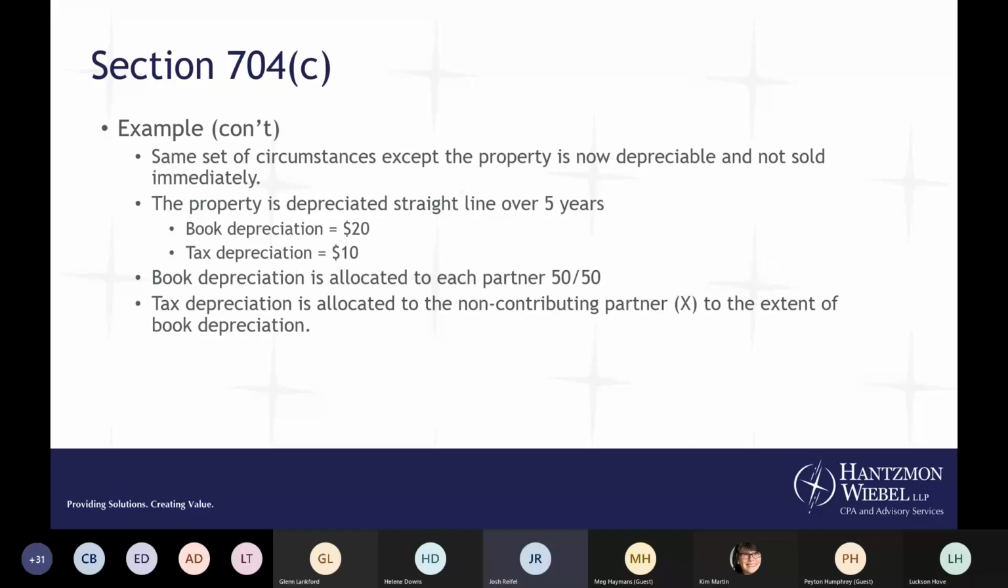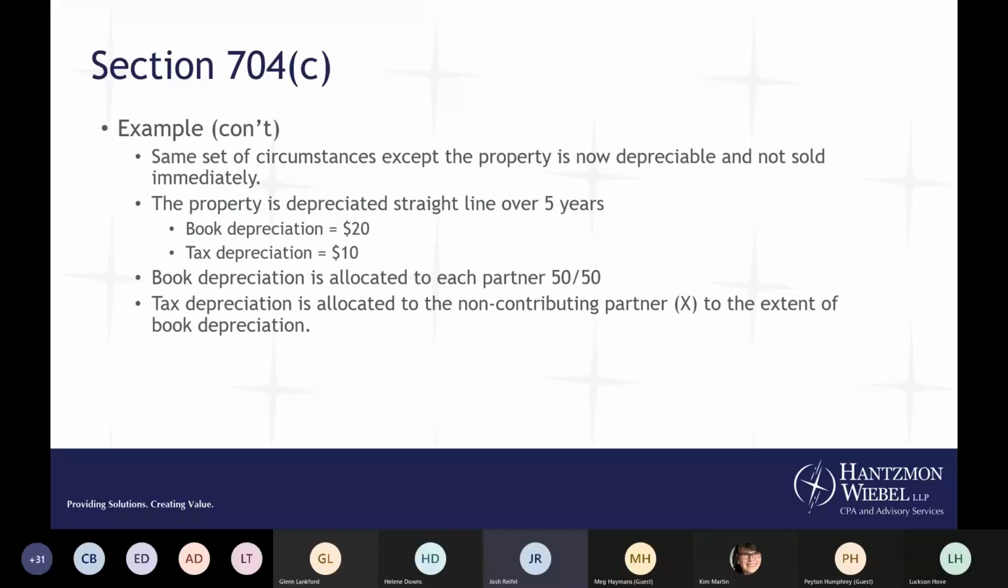Moving from there, now we have the same set of circumstances, except the property is depreciable property. It's not land, it's something subject to depreciation, and it's not sold immediately. For simplicity, the property is depreciated straight line over 5 years. We had a book value of $100, which means every year the depreciation is $20. We had tax basis of $50, so the tax depreciation is $10 a year. The book depreciation is allocated to each partner 50-50.